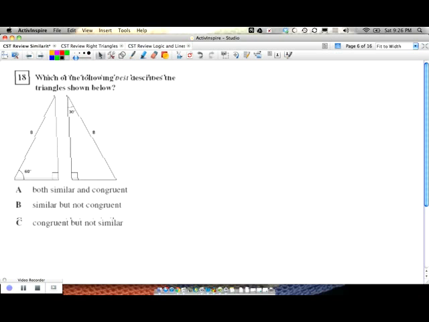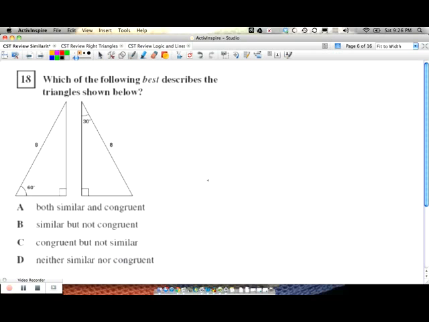Next one. All these are a little bit small. I keep liking them a little bit bigger, a little bit easier to read. Which of the following best describes the triangles below? Okay, both similar and congruent.